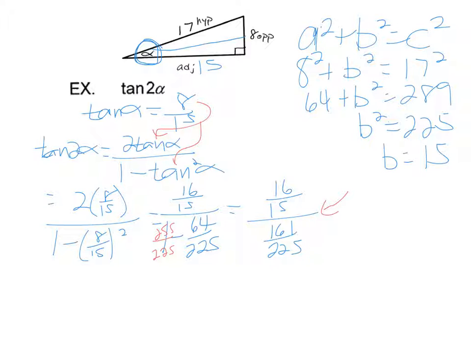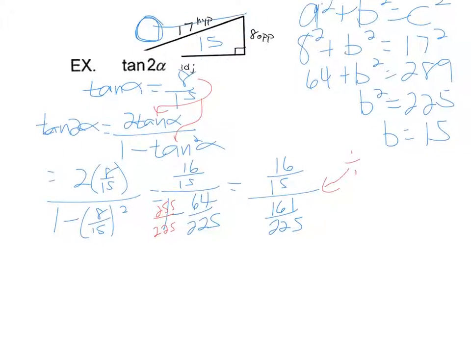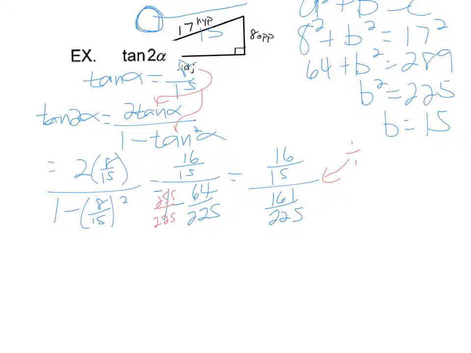Remember, a fraction bar means divide, so I can unstack these fractions and write it 16/15 divided by 161 over 225. The top fraction divided by the bottom fraction. And the rule when you divide fractions is you flip the second one and multiply. So that would be 16/15 times 225 over 161.